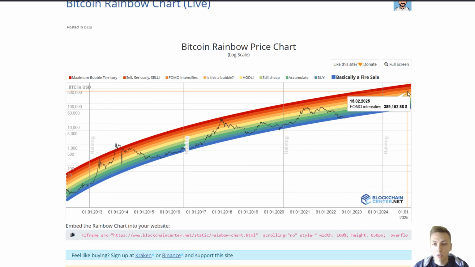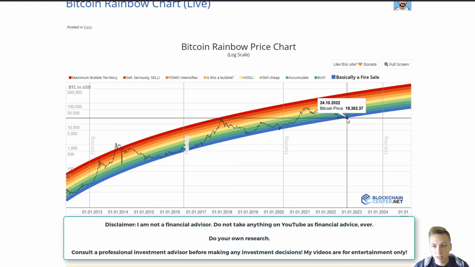So if you are looking at Bitcoin as a long-term investment, then buying now at $20,000 or $15,000 isn't actually so much of a difference. Once again, I'm not trying to give any financial advice here. I am not a financial advisor.